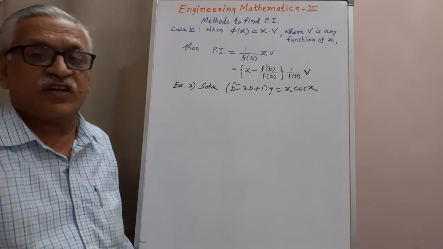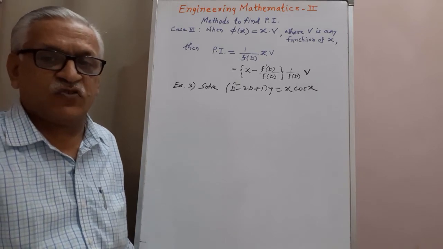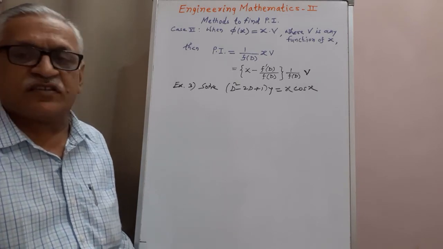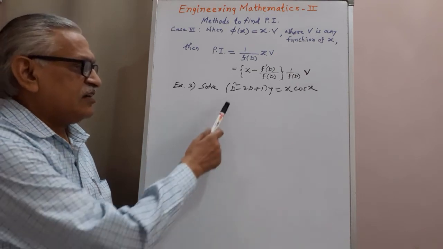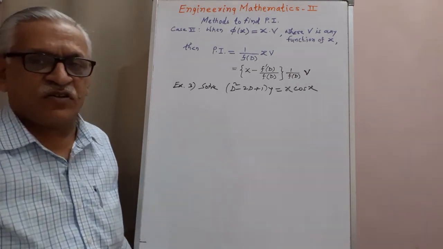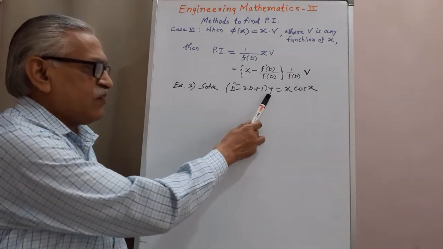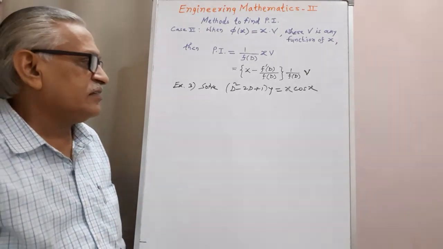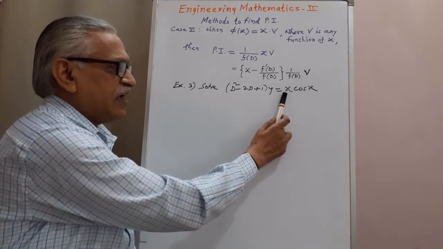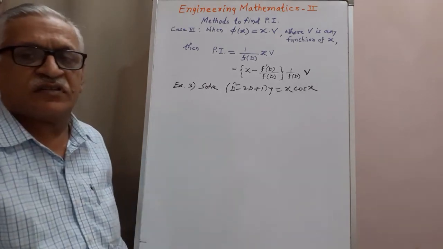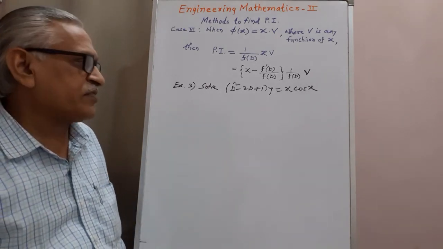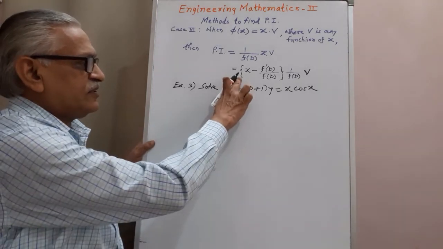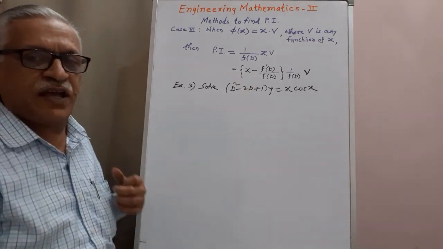Solve (D square minus 2D plus 1) y equals x into cos x. The given differential equation is of order 2 with y as the dependent variable and x as the independent variable. The term on the right hand side is of x into V type, where V is cos of x, and therefore we apply this formula to find the PI part.